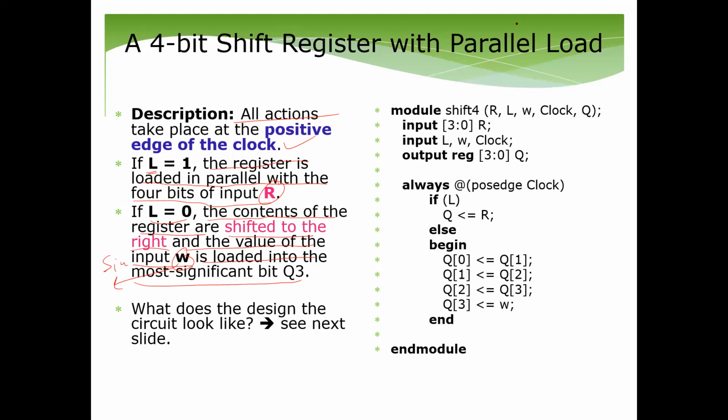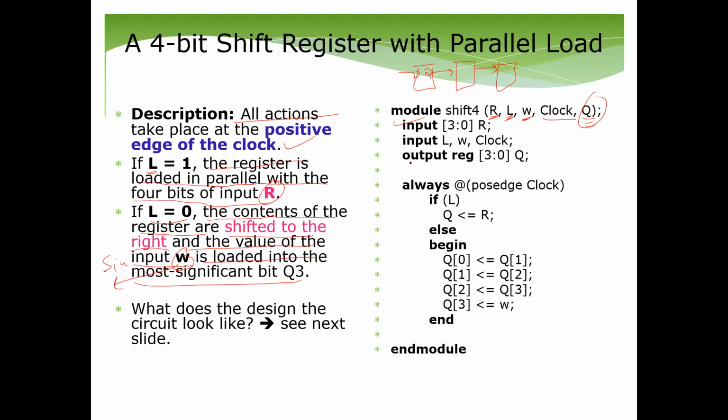Now how to write the code for that? Make a module. I have R, this is for my parallel input. I have L, which is my control signal load. I have W, which is my serial in signal. I have clock, and I will have the capability of reading the output in parallel, which is the output of the flip-flops. Even if you're not reading in parallel, you have to have Q because you're connecting these flip-flops together. So you have to have value for D and value for Q.